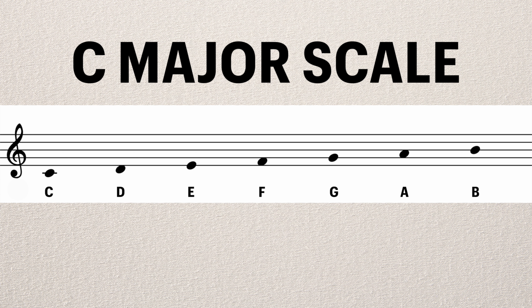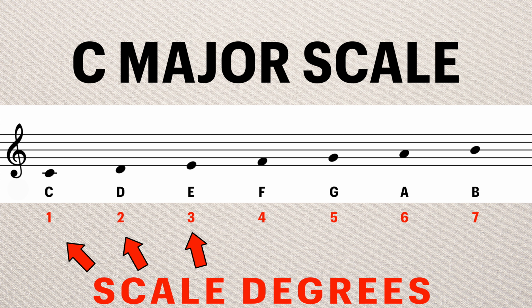Let's number these notes in the order in which they are presented. C is number 1, D is number 2, E is number 3, and so on and so forth. These markings are referred to as the scale degrees. So let's use this scale to help us understand chords.